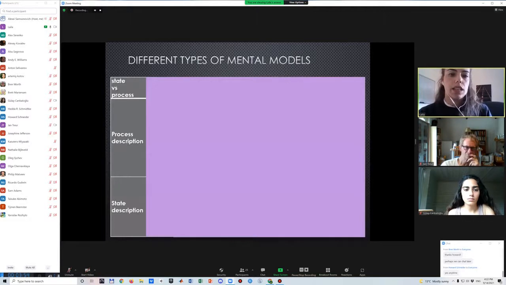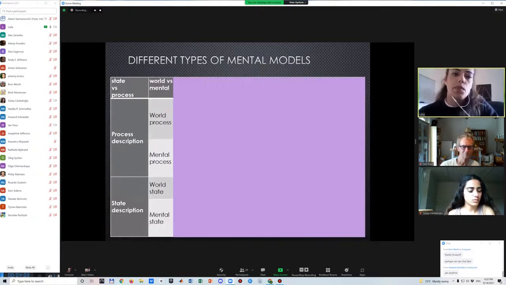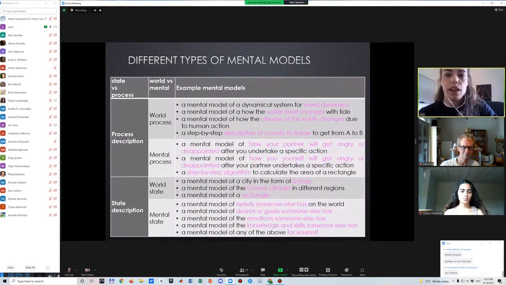So we can distinguish between a few different types of mental models. First of all, we have states versus processes. So the process is something that is a bit more dynamic, and state is something a bit more just a state in the world. And in each of them, we have a world and a mental process and a world and mental state. So we have a bunch of examples here. I'll just take a few out, but because of time, I won't go over all of them.